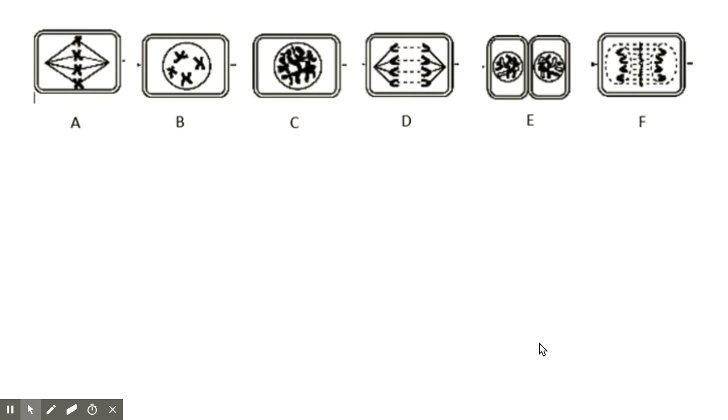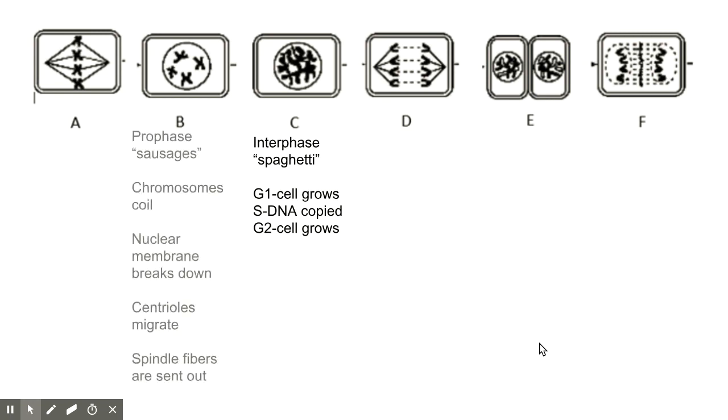Again, what do we start with? We start with interphase, and that's the spaghetti phase, so that's there. The cell is growing. This is the normal time that the cell is just basic life going on here. It's growing, it's making proteins, carrying out life functions. But if it goes to the S phase, then we copy the DNA, and the cell grows a little bit more prior to going into prophase, which is our sausage phase.